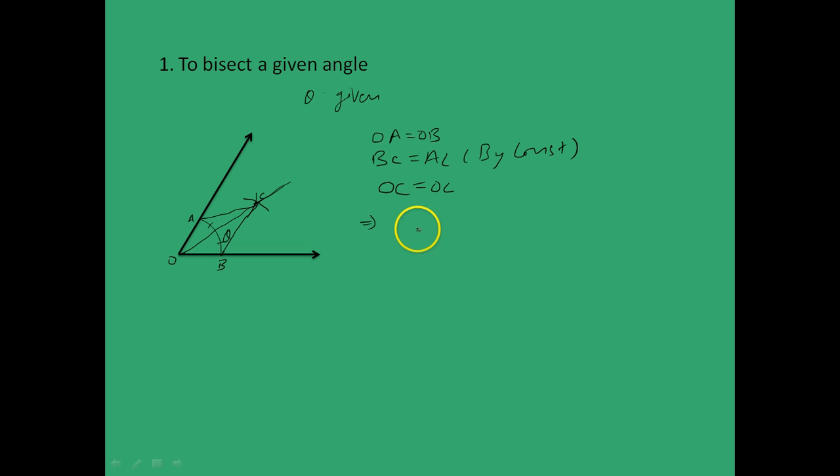This implies triangle OAC is congruent to triangle OBC. This implies by corresponding parts of congruent triangles, angle AOC is equal to angle BOC. Hence, we have proved that our construction of angle bisector is justified. And so this is how you do it.